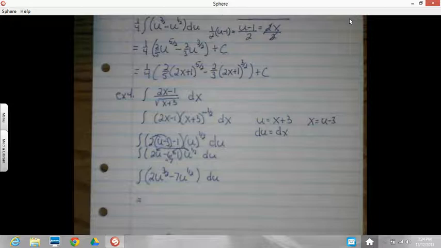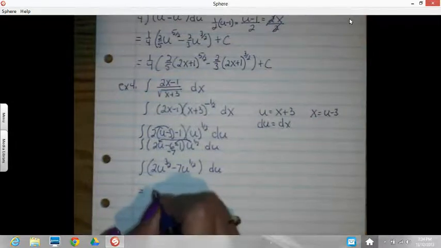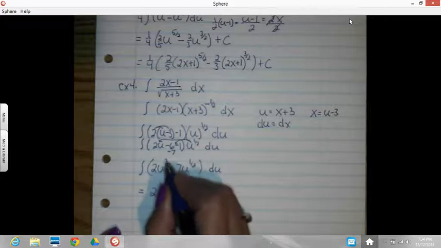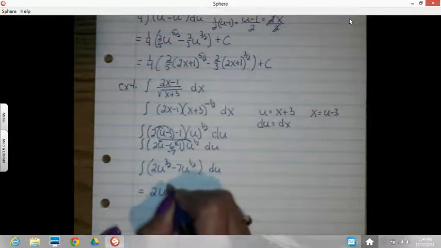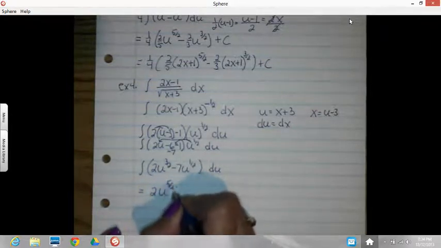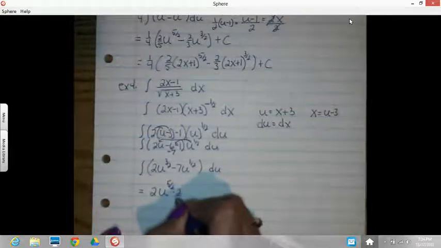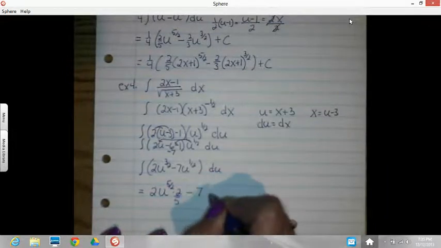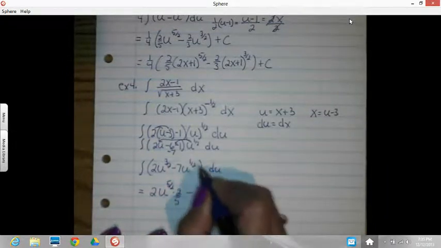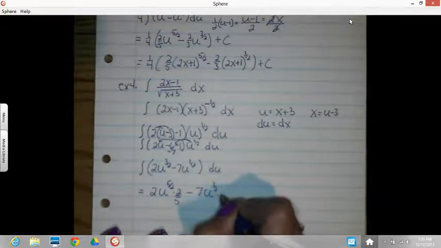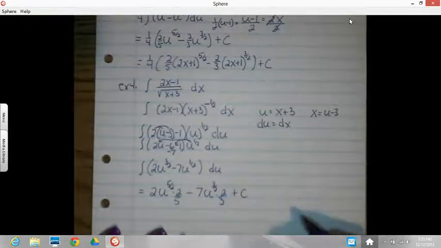Power rule. 2 is a multiplier. Add 1 to that, and I'll have 5 halves times 2 fifths minus 7 times u to the 3 halves times 2 thirds plus c. And then I just have to back substitute for the u.